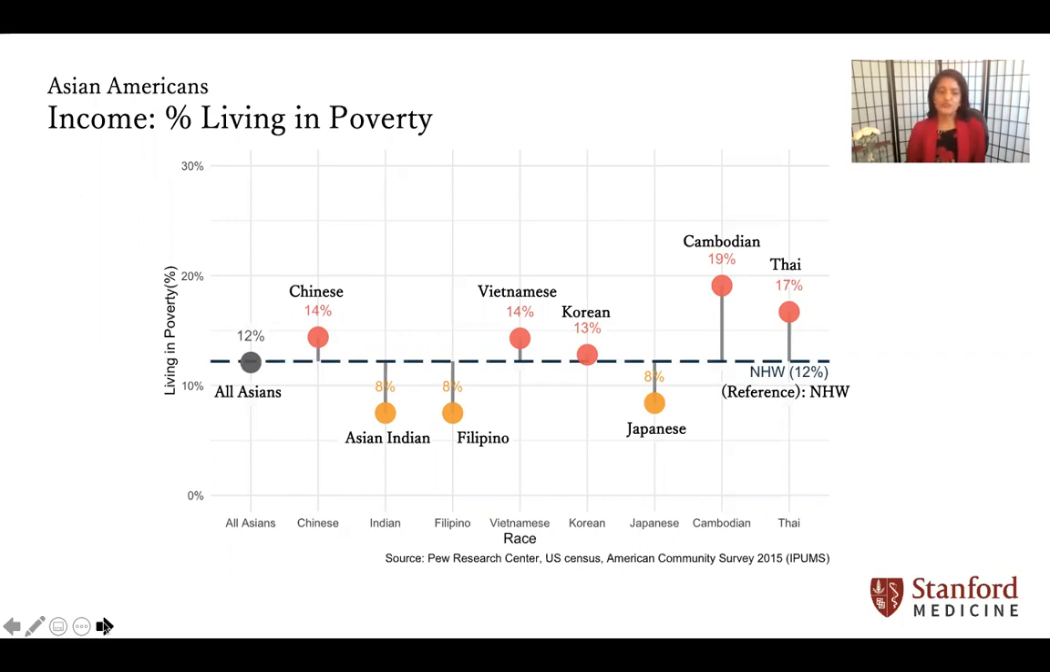And just as a point of reference, Cambodian and Thai groups are very similar to Blacks, African Americans in the US in terms of poverty rates. And Hispanic Americans in the US in terms of poverty rates are quite similar to Chinese and Vietnamese. So when we hear about Asians as a whole not being different from non-Hispanic whites, I encourage you to look further and ask what Asian subgroups we are really talking about. And within Asians, there are underrepresented minorities and underserved minorities as well. Next slide.